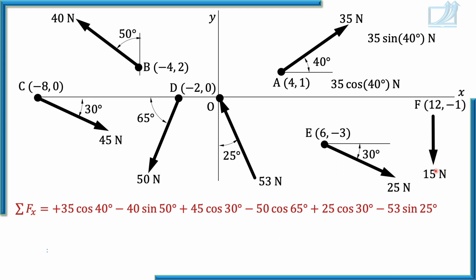In no time you must be able to write sum of all forces along y axis. And if angle is with x axis, then you should write y component sine. Now sum of all vertical components, sigma Fy. 35 sine 40. Tell me, why positive sign? Because this 35 Newton force is upwards, simple. And y component is sine component, because in the diagram angle is with x axis, so x component is cos. So y component is sine. So that is what we have mentioned here.